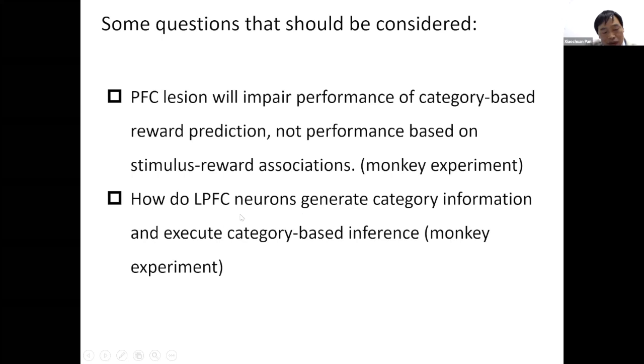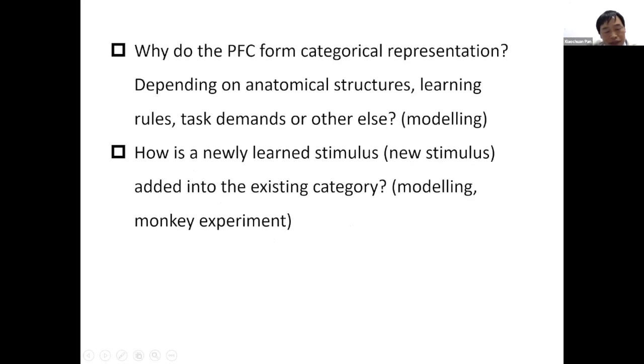Next we should ask further: how does the prefrontal cortex generate the category information and execute the category-based inference? The third question we can ask is why the PFC forms category representations. Does it depend on anatomical structure differences, or some kind of learning rule, or task demands, or something else? I want to try to use some modeling in this sense, so we can easily control or modify the structure or use different learning rules. But I think the task demands may be very important for whether the prefrontal cortex forms this kind of category representation or not.